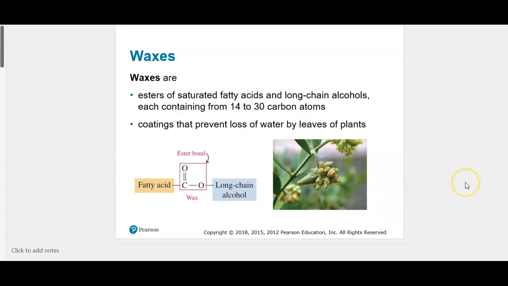So when you do this, you see these are saturated fatty acids and long chain alcohols, and long is pretty long, 14 to 30 carbon atoms. So these things are going to be very, very hydrophobic. And saturated fatty acids, straight chains, they're going to be solids. And so they're going to make a pretty decent coating.